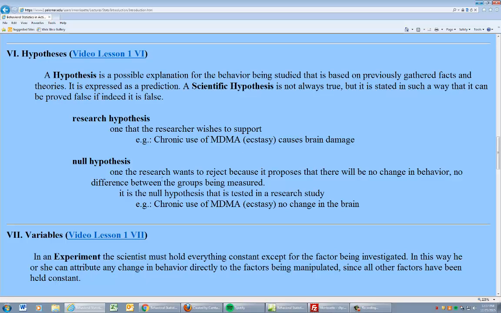If we can reject the null hypothesis, in a sort of a double negative, say that we reject the null hypothesis, we say that there is in fact a difference between the groups, then we can say that our research hypothesis is true. So research hypothesis is a bold, direct statement of fact. The null hypothesis suggests that there is no difference between the groups.